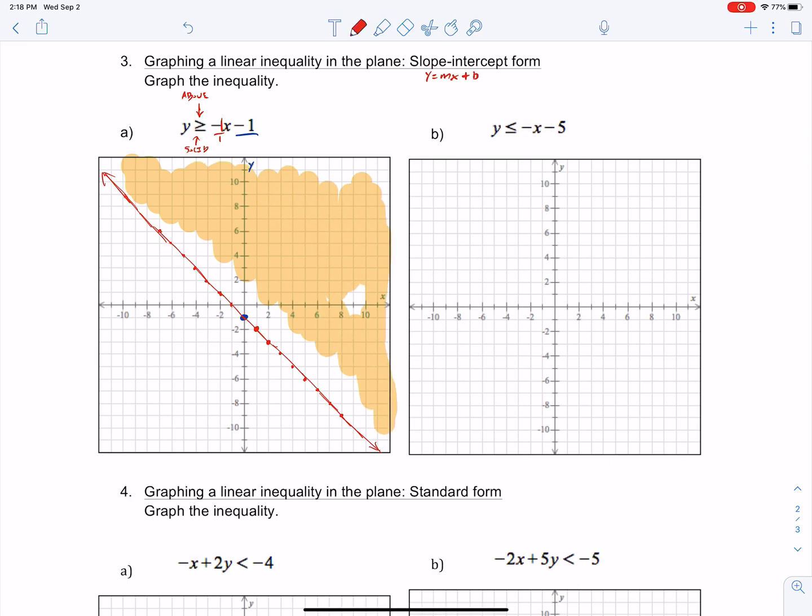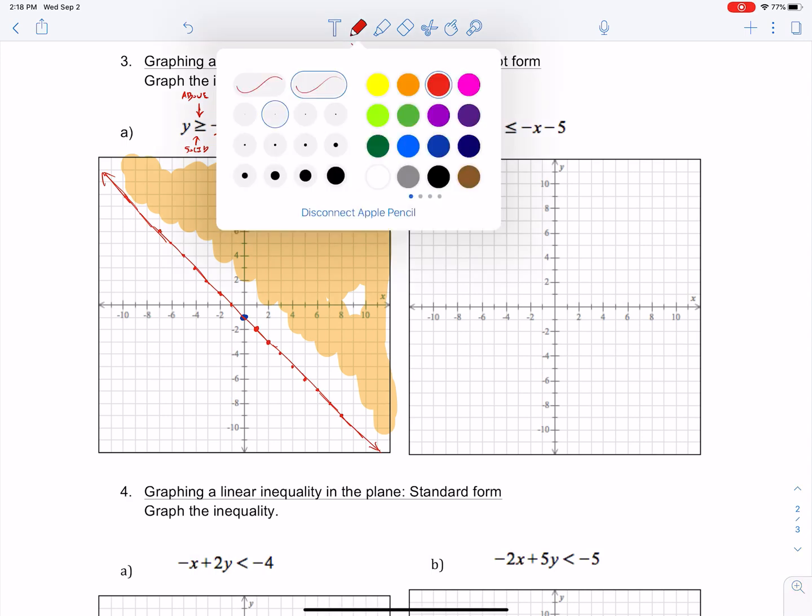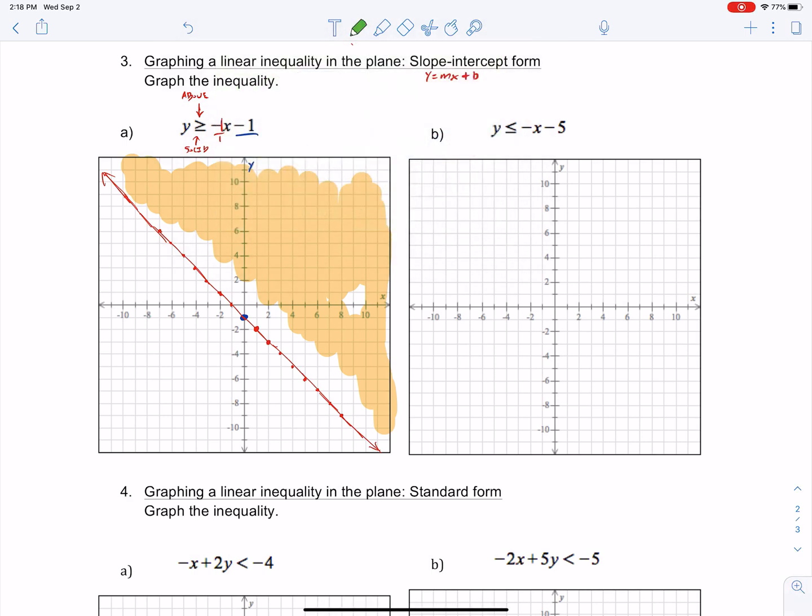Now, how can I test to see if this is true or not? Let's do it in green. Well, let's just pick a point here. I'm just going to pick any point in my shaded area. I'm going to do this point. Well, is this true? This is 0, 2. All I need to do is just plug it in. 0 is greater than or equal to negative x, which is 2.